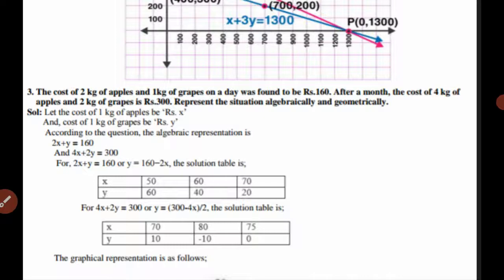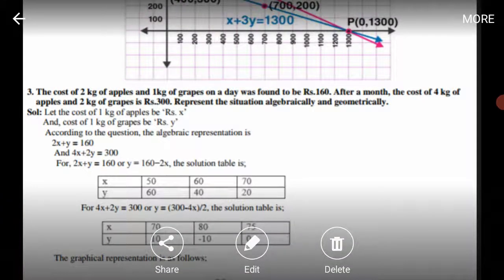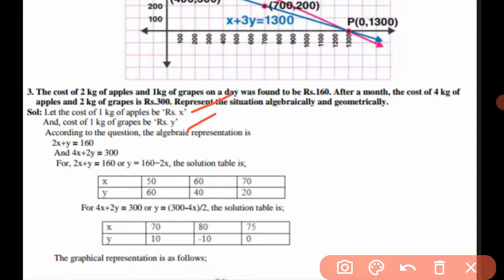In this question, let the cost of 1 kg of apples be x and let the cost of 1 kg of grapes be y. According to the question, the cost of 2 kg of apples and 1 kg of grapes is 160, that means 2x plus y equals 160. Another equation we can form is 4x plus 2y equals 300. With the help of these two equations we can make this table.